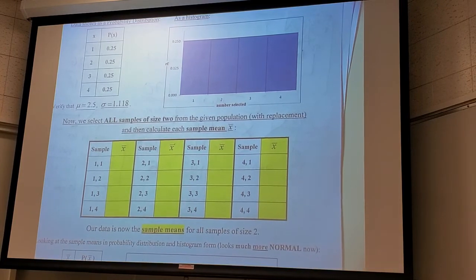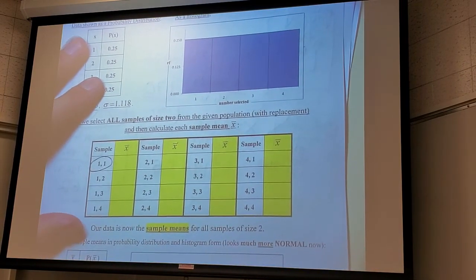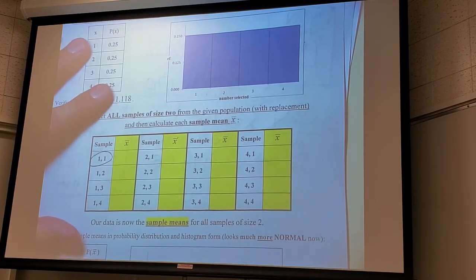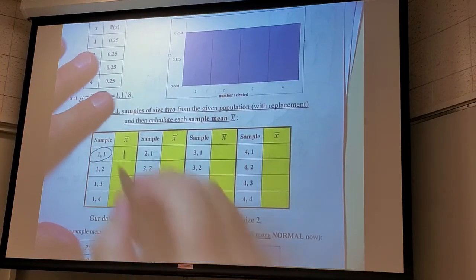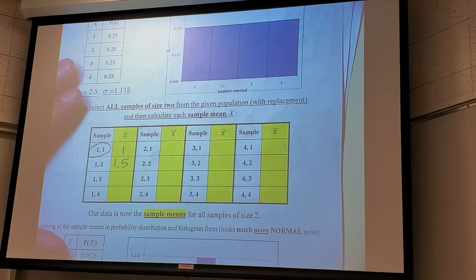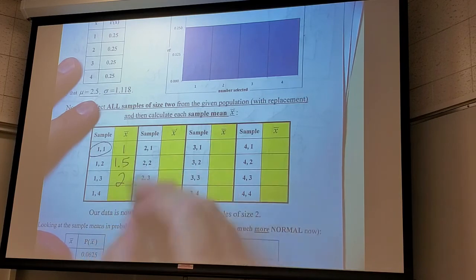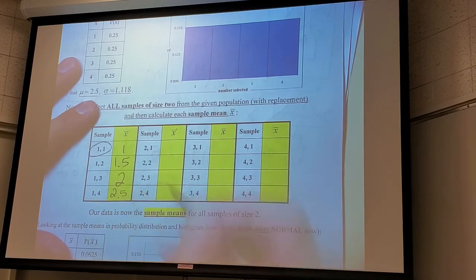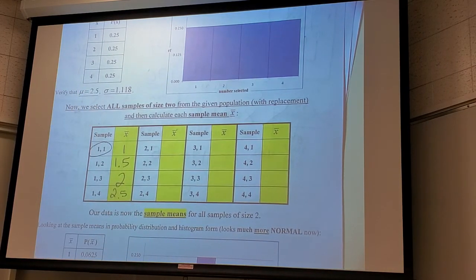So what's the sample mean for this sample? Let's do 1 and 1. What's the mean? 1. 1 and 2. 1.5. Now we're rocking. 1 and 3. 2. Right? 1 plus 3 divided by 2. And maybe you see the pattern now. 1 and 4. 2.5. Is that cool? All right, keep going. I'll catch up to you in a minute.